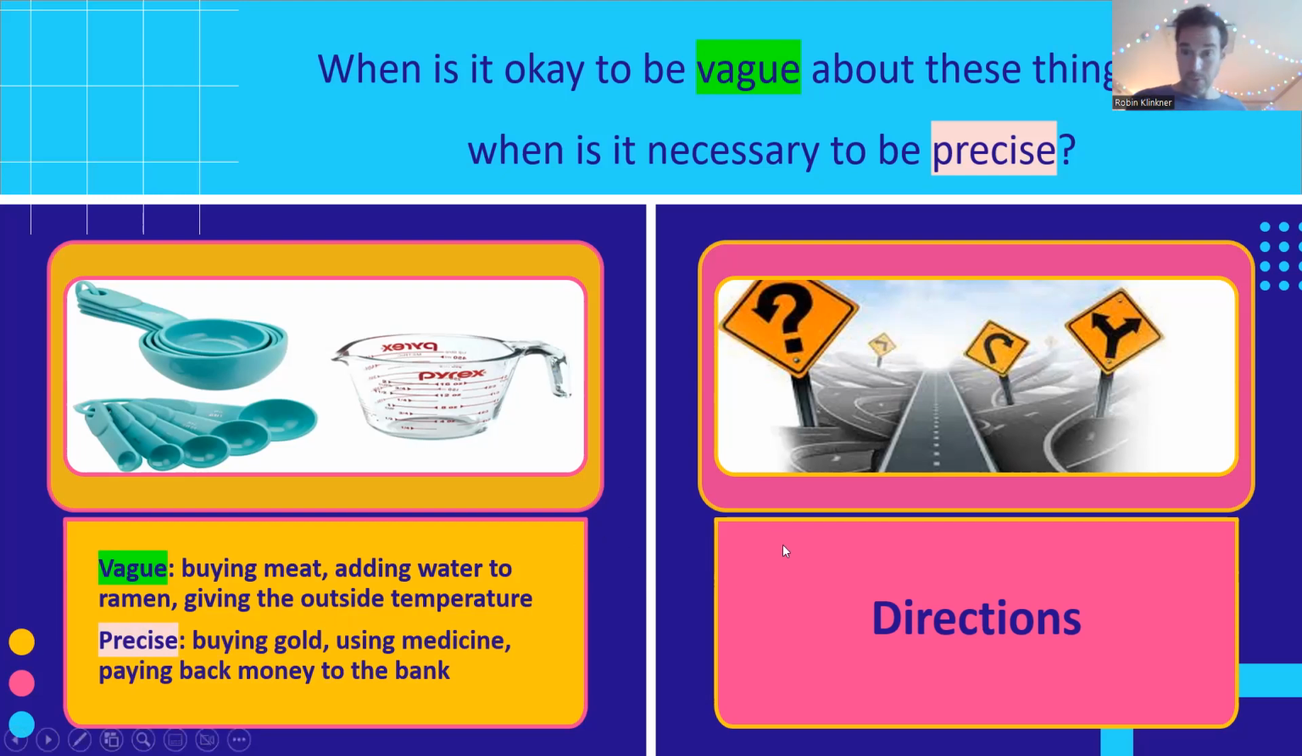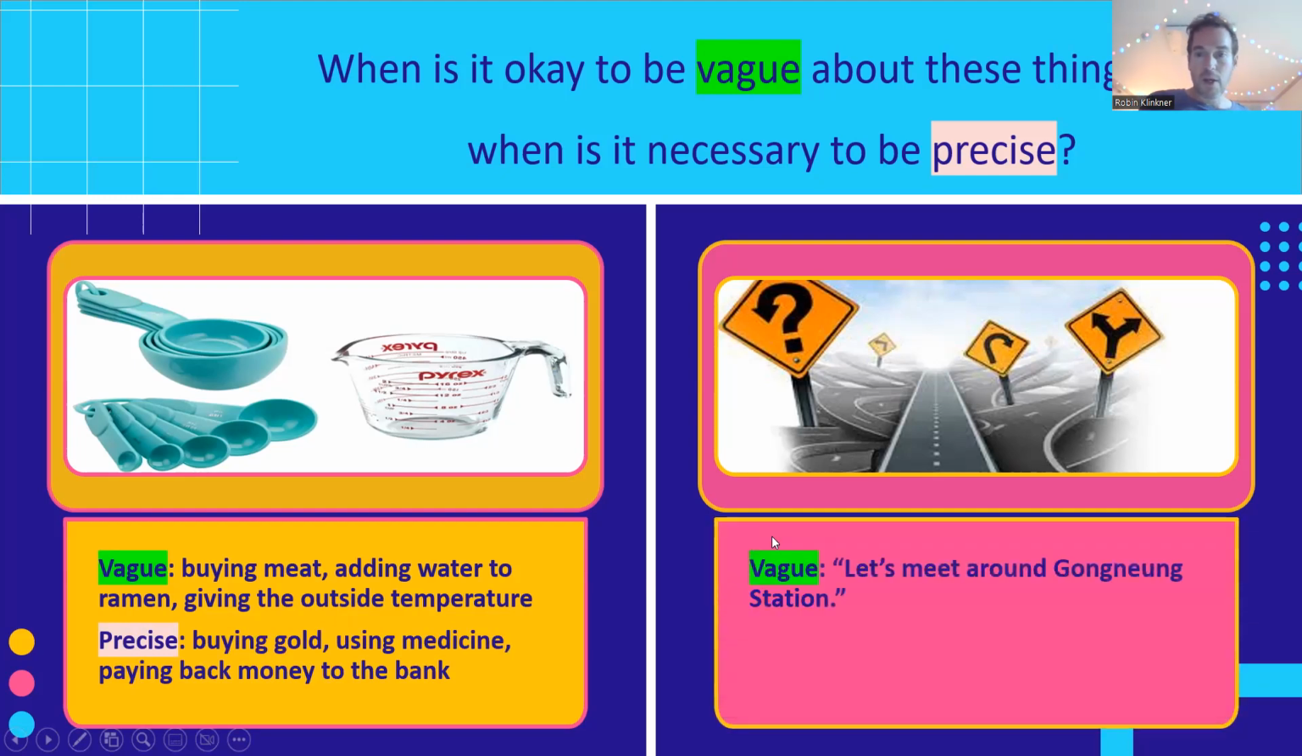Okay, directions. Well, here's an example. Hey, let's say you're talking to your friend. Be like, hey, let's meet around Gongneung Station. Now, we don't know exactly where, just it's around or nearby Gongneung Station. Then your friend might reply, okay, let's meet right in front of Starbucks. That is precise. It's exactly where you're going to meet up. Okay, so sometimes we're vague, sometimes we're precise. So what we want to do is practice the language to convey those different situations.